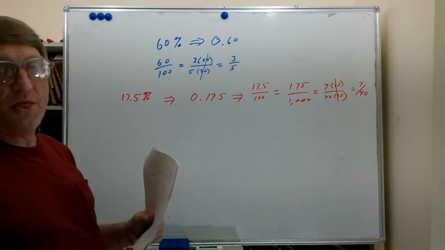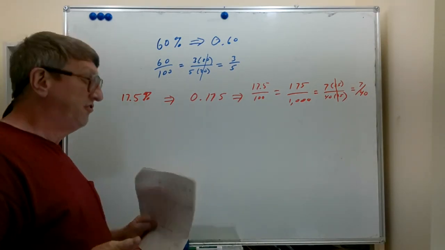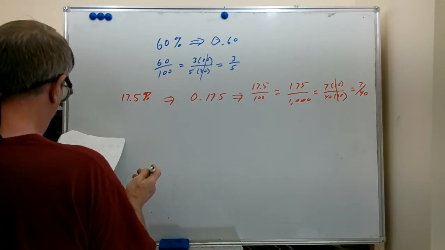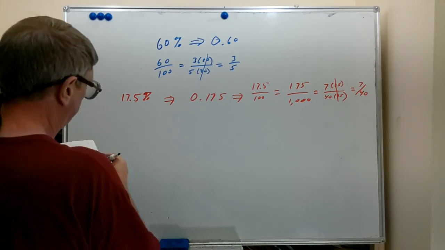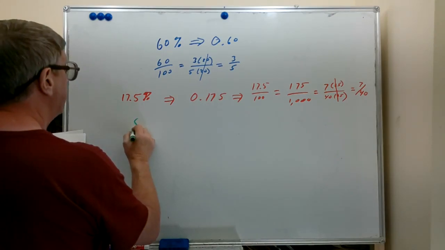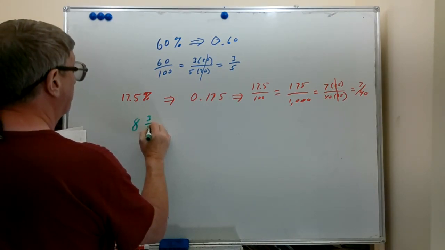We're doing all these from each direction to help emphasize how they all work here. We're going to do one more here. This is a little bit different. We're going to do 8 and 3/4%.